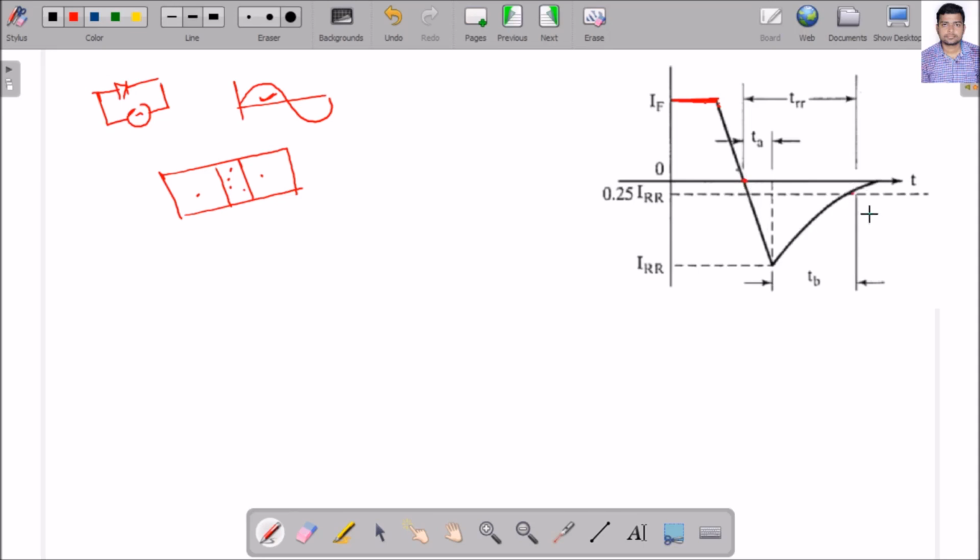So this point is nothing but 1 by 4 IRR. It is not 0, it is 1 by 4 IRR. What is IRR? This is the peak reverse current. 1 by 4 is 0.25, or 25% of IRR. So what is the definition of TRR? Reverse recovery time is defined as the time between the forward diode current becoming 0 to the instant the reverse recovery current decays to 25% of IRR.